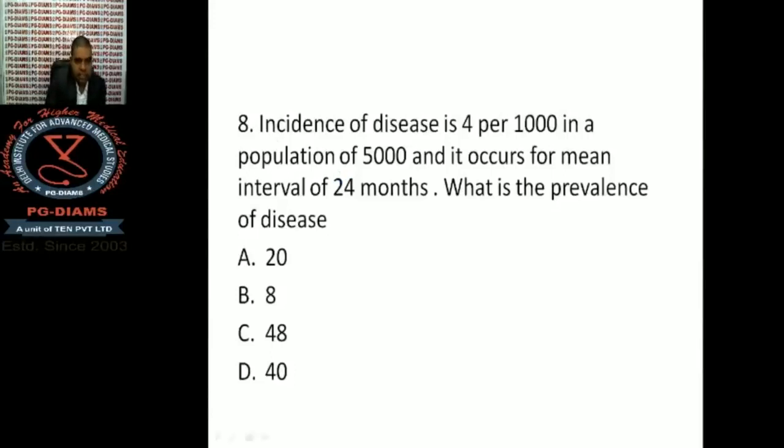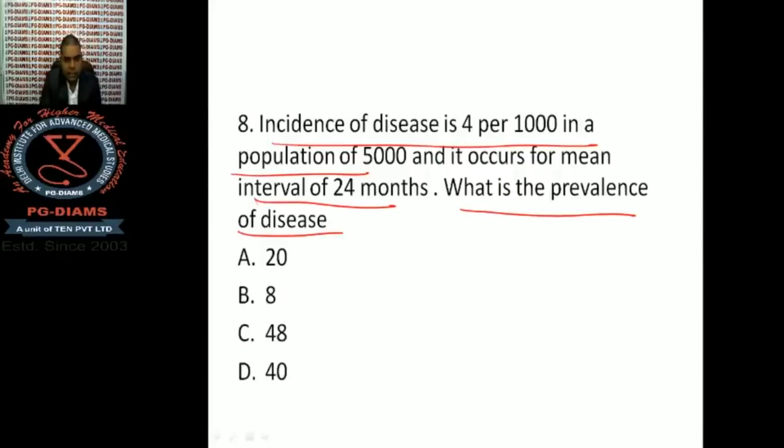Now, the incidence of a disease is 4 per 1000 in a population of 5000, and it occurs for a mean interval of 24 months. What is the prevalence of the disease? There is this thing, prevalence. What is prevalence? What is incidence? Let's understand it with a simple example.